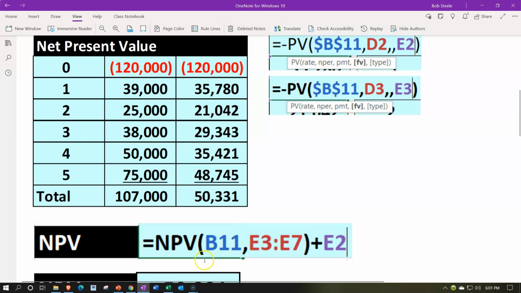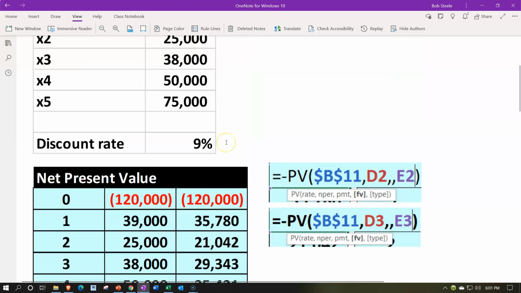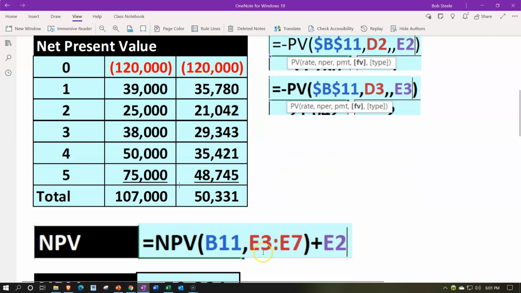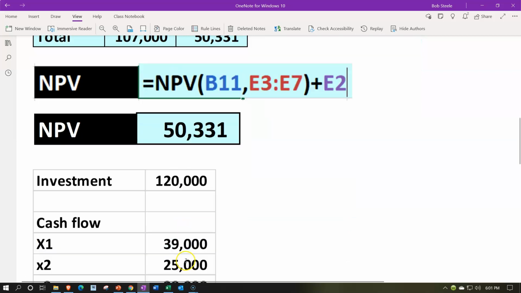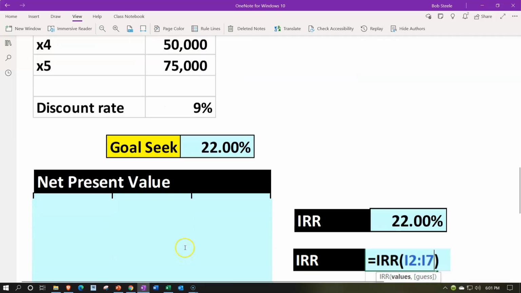But the net present value formula would be equals NPV, brackets. This would be the rate, which would be the 9%. And then we would have the range. The range is a little tricky because we're not taking into consideration period 0, but just everything after period 0, the 39 through the 75. Then you'd have to close it up, then plus the 120,000, which is a negative number. That's the negative amount we would be putting in. That would too get you to the 50,331. So now let's consider the internal rate of return.